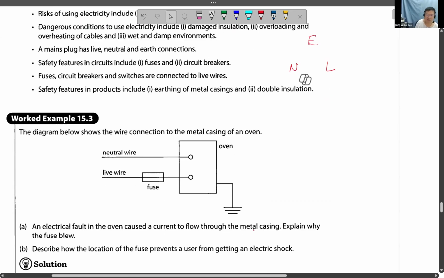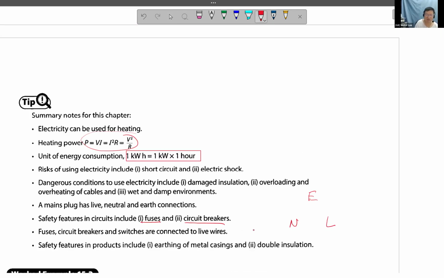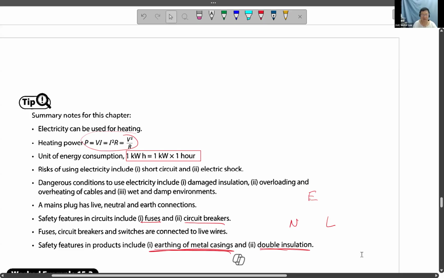Okay, so anyway, that's all for this. Safety features are the fuse and circuit breaker. And of course, other features in the product include the earthing of the metal casing, as well as double insulation. All this is to protect users. There are many layers of protection so that when we use equipment so often, we don't get electric shock. Even if you get electric shock, the circuit breaker will cut off the current so that you will not get killed by the current.